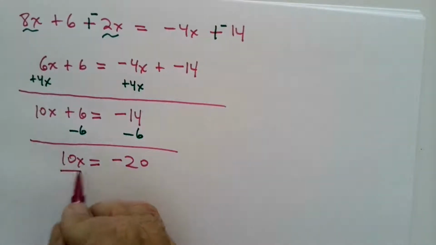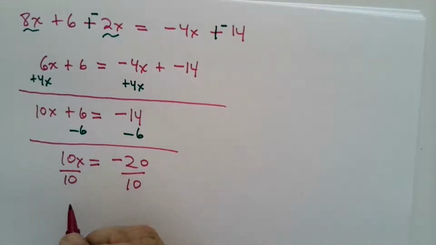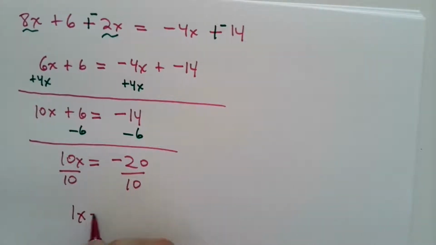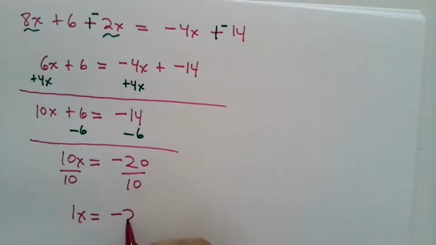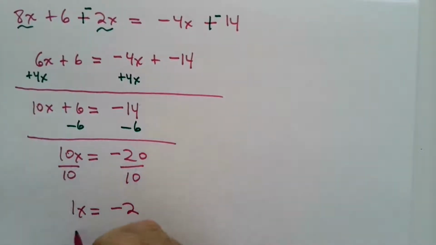Then we'll divide both sides by 10. 10x divided by 10, 10 over 10, 1x. Negative 20 divided by 10, negative 2. X equals negative 2. So we see the process. Simplify each side. Get all the x's on one side, then solve your standard equation. So let's do another one.